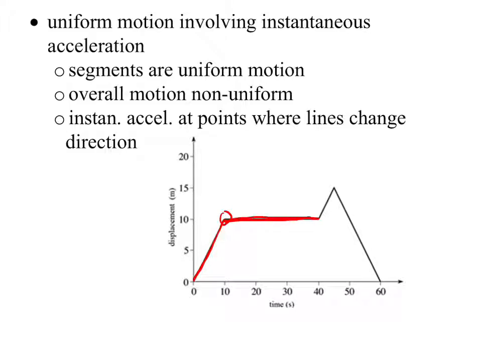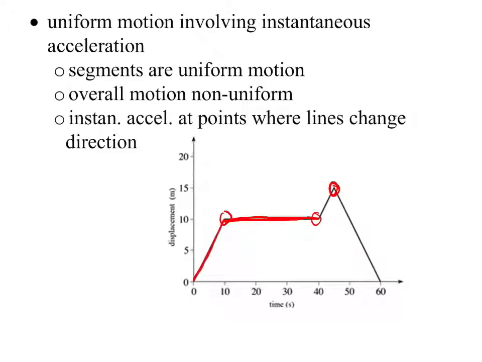But if we look at the whole graph overall, it's actually non-uniform, okay? And so we're considering just this instant acceleration at these points where the line changes direction. So we're saying it instantaneously stops and instantaneously has velocity again, which doesn't happen, but again, if it happens fast enough, we can say it's close to instantaneous and just consider it that way, okay? And it just makes the math a little bit easier, which is nice for us.